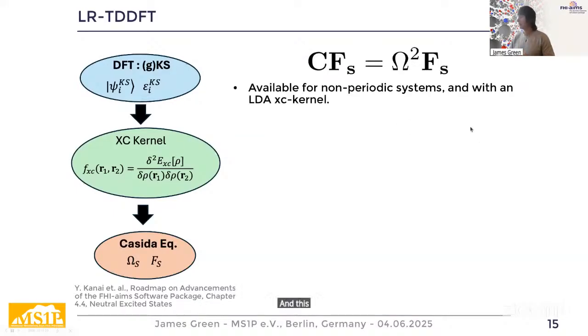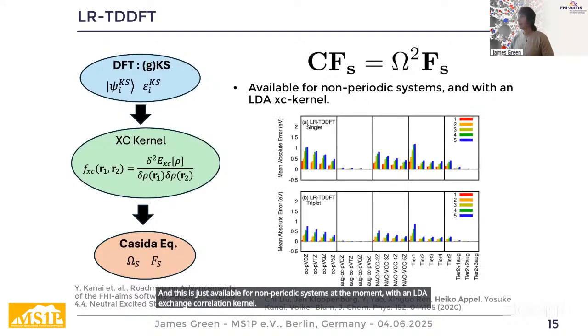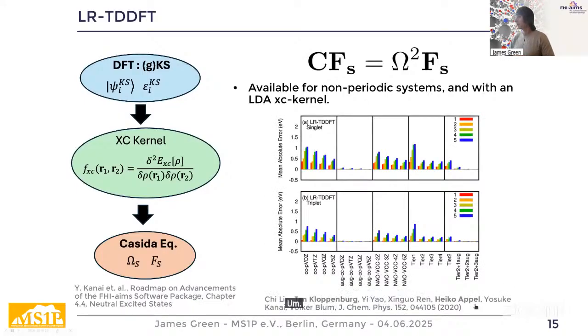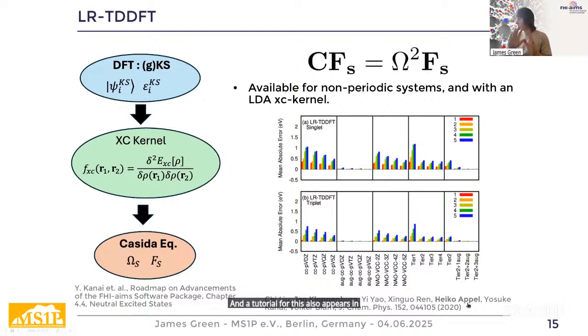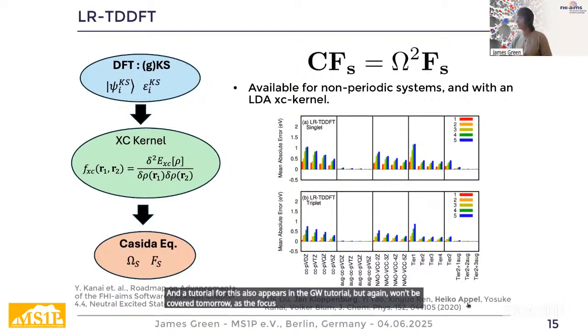And this is just available for non-periodic systems at the moment with an LDA exchange correlation kernel. This implementation was also described in this 2020 paper, which had the BSE implementation. This is mainly work by Jan Koppenberg and Heiko Abel. A tutorial for this also appears in the GW tutorial, but again, won't be covered tomorrow, as the focus will just be on GW.